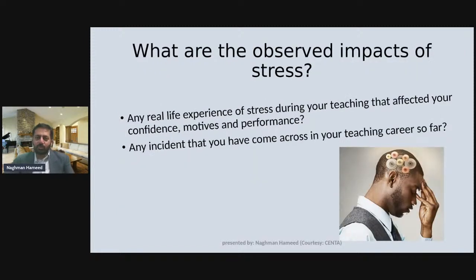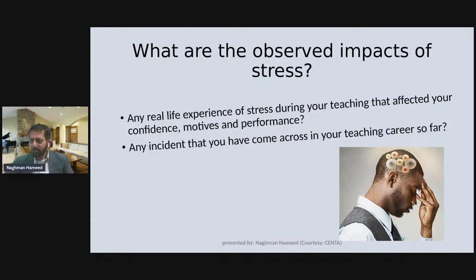Let's come to the solution. What are the observed impacts of stress? The last thing, I think, stress, stress, stress. I'm also becoming stressful. But a few more things, and then we'll come to the solution. Okay. Any real life experience of stress during your teaching that affected your confidence, motives, and performance?